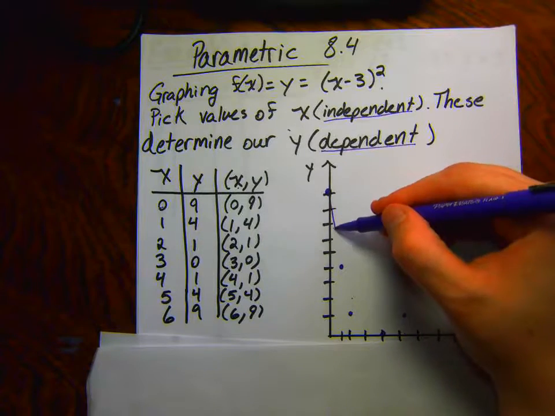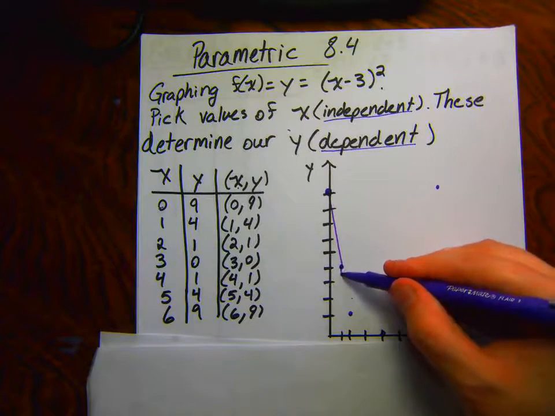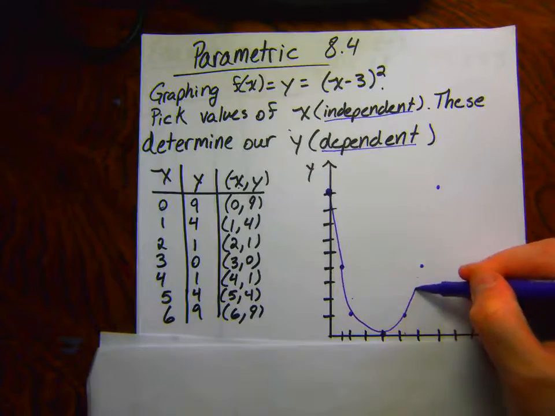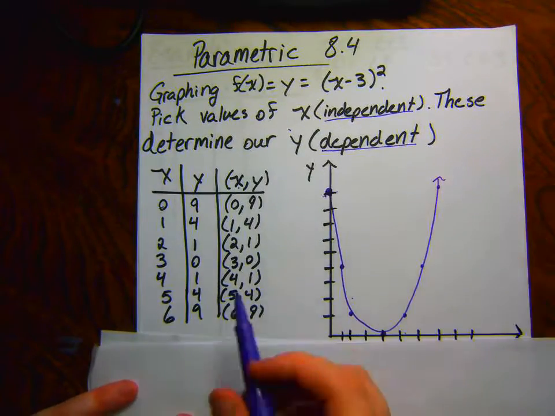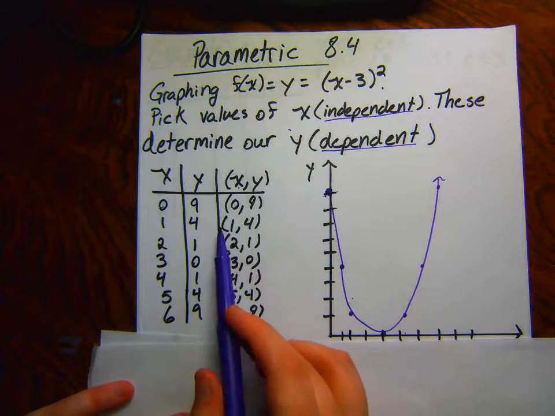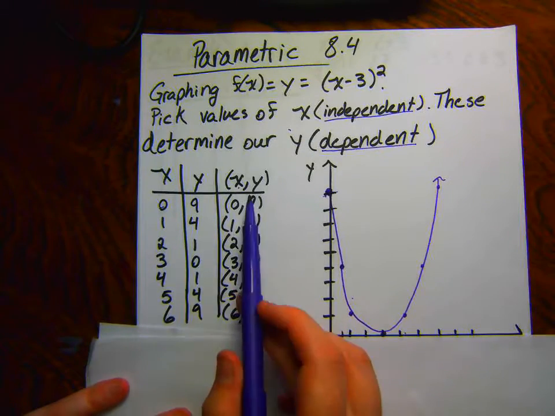Okay, and then connecting these points, we see that we get this nice parabola. It looks like this. So we just randomly choose our x values, and that gives us our y values, which are dependent, and that's how we plot our points.